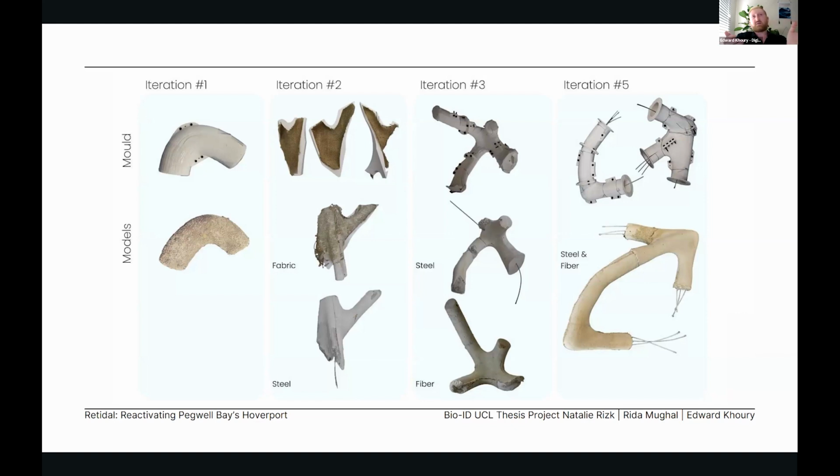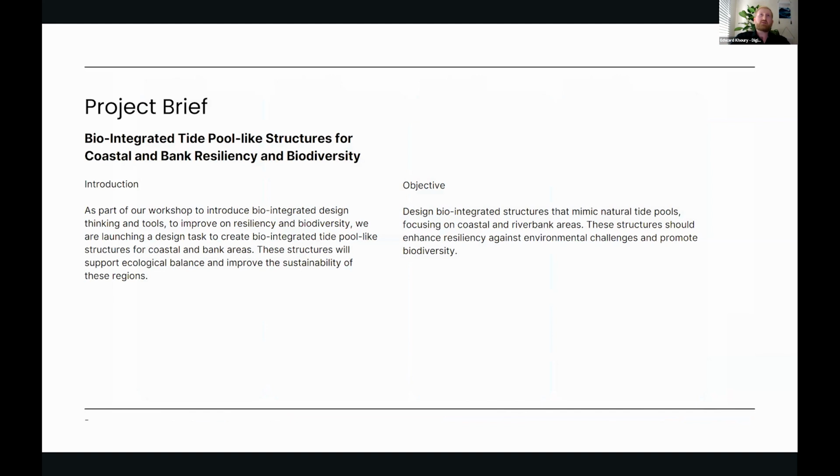So you see how the iteration goes and develops in more complexity as you work through the issues and conflicts that come with developing a new design process and using new biomaterials. And now that you guys have seen a crash course of a project, we're interested in having you go through that process.